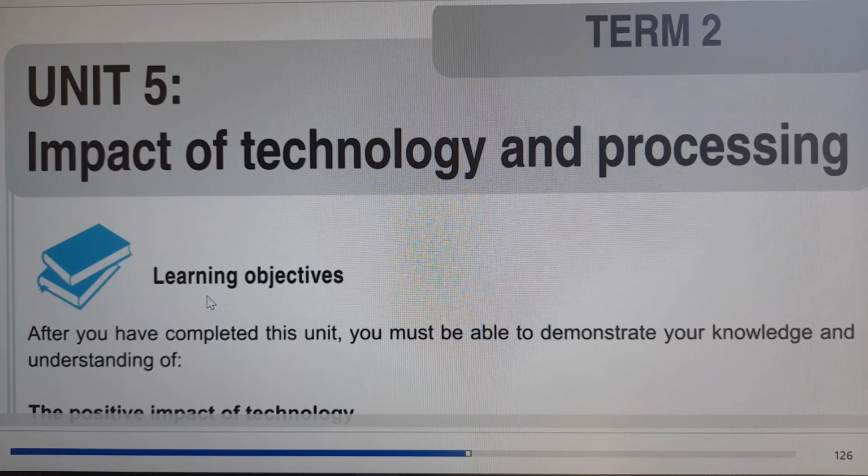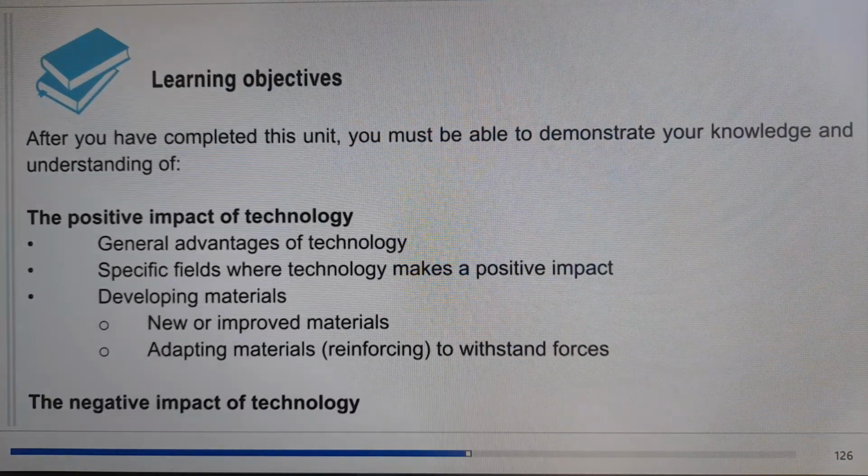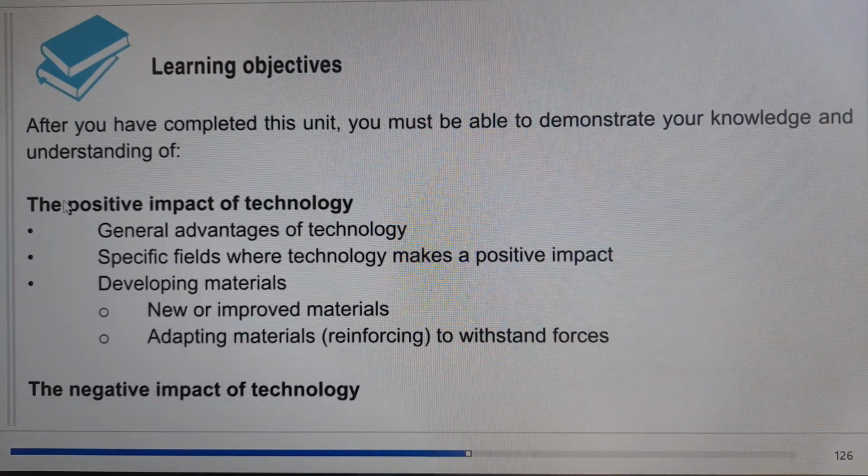Let's look at the learning objectives. They say that after you've completed this unit, you must be able to demonstrate your knowledge and understanding of, number 1, the positive impact of technology. So you must be able to demonstrate the knowledge and understanding of the positive impact of technology. Obviously technology can affect us positively or negatively.